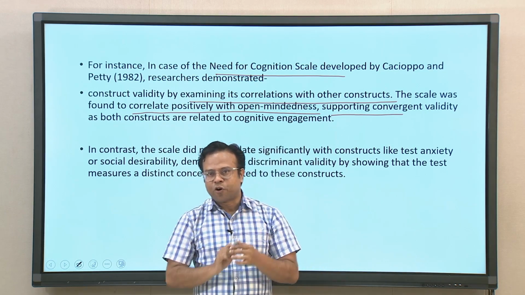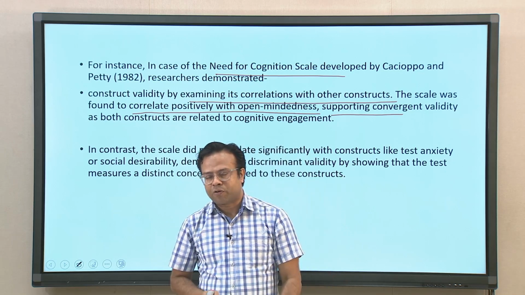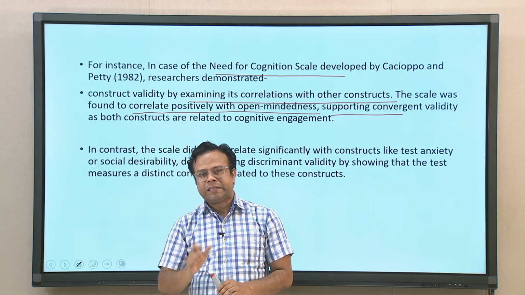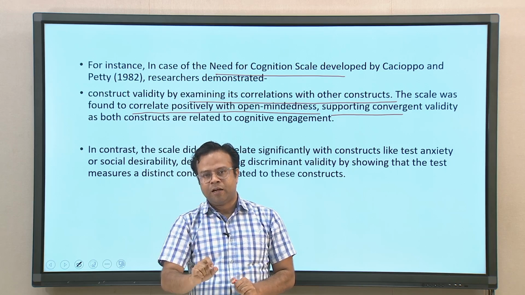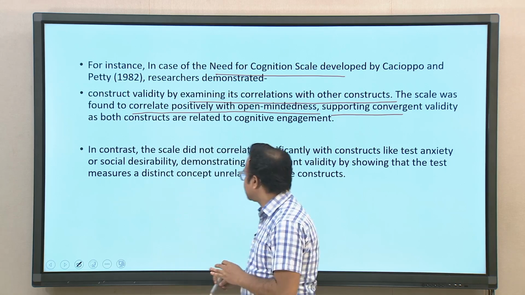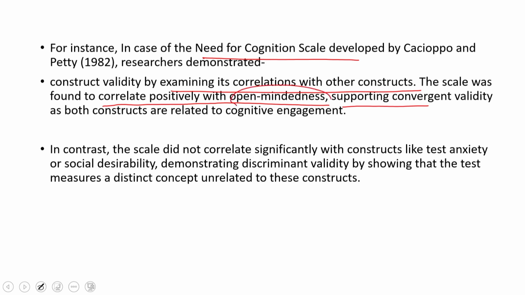Now, how they developed convergent validity, one of the aspects of construct validity, is that they found a positive correlation of the score of this scale with another scale called the scale of open-mindedness. Since these two concepts theoretically should be positively connected, and the measures also show that they are positively connected, that means it has convergent validity. Whatever theoretically should be connected, it is connected. That is how they establish convergent validity.